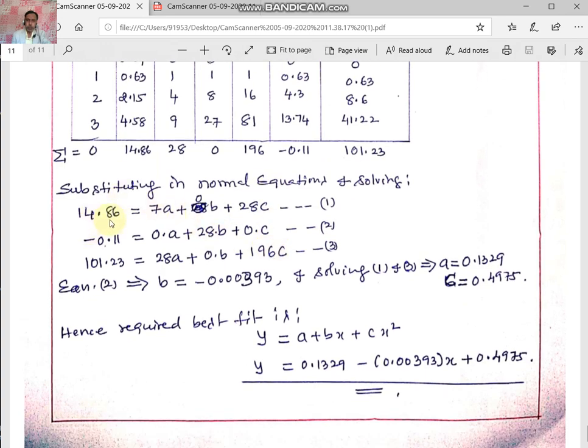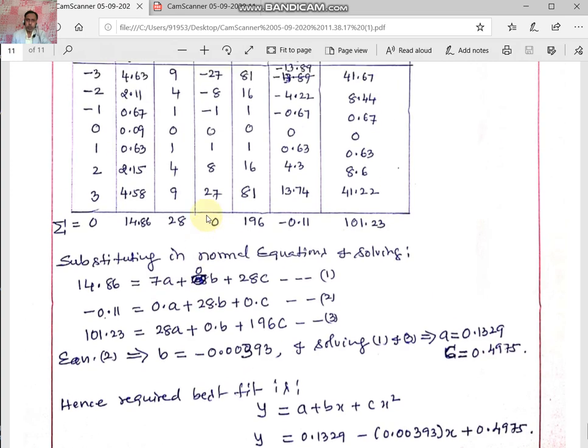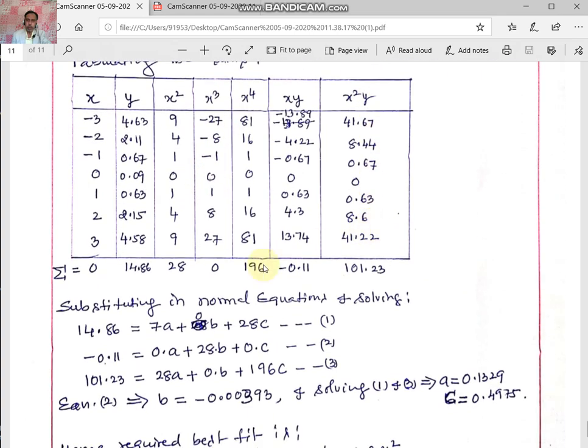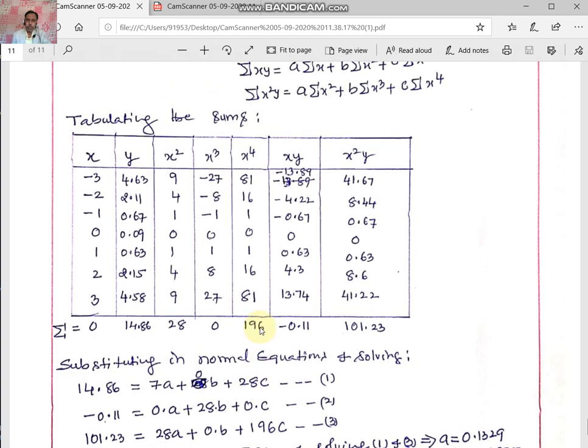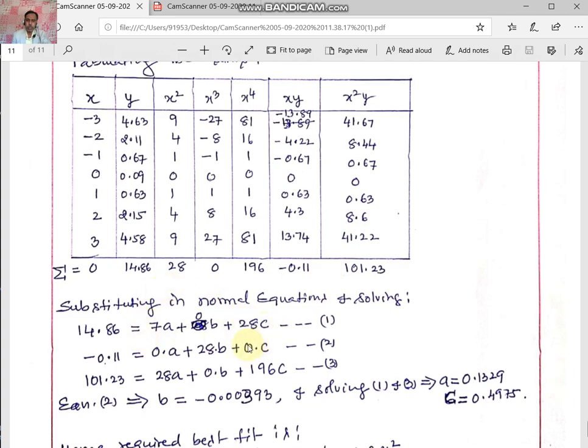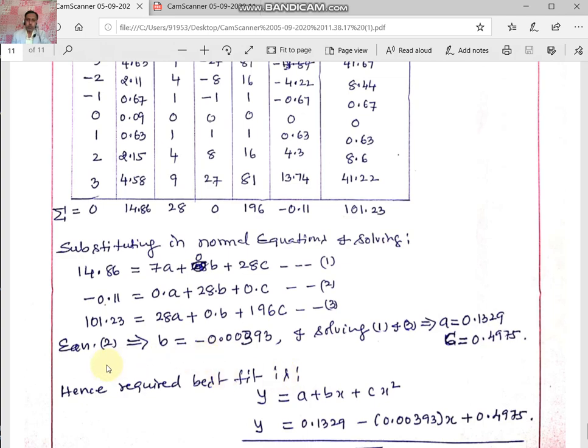It becomes 14.86 is equal to 7 times a. N is equal to 7, therefore it is 7a plus b into sigma x. Sigma x is 0, therefore it is 0b plus 28c. 28 is sigma x square value, so 28c. Similarly, the second equation and third equation. So from equation 2, this equation has 0a and 0c present, so only b remains. We can find b value.